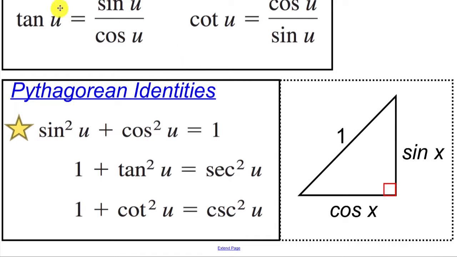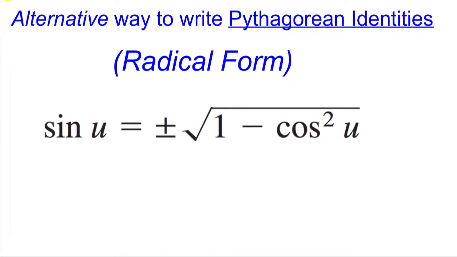First of all, we can rewrite the Pythagorean identities in an alternative way. If we want to, we can take the square root of both sides and write this in radical form. So here's an example of how we could write sine using the Pythagorean identity in a radical form. It would be sine is equal to the positive or negative square root of 1 minus cosine squared.